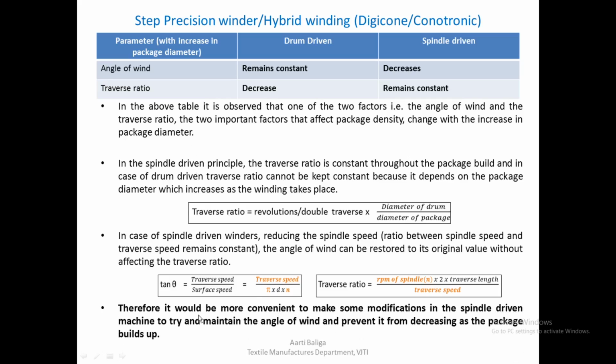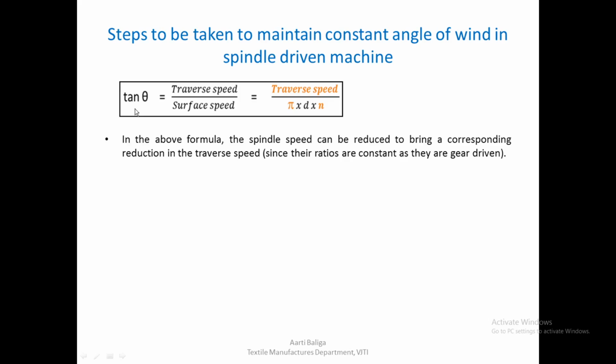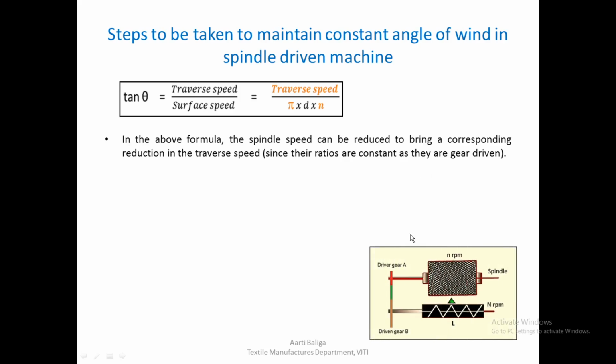So before that, it would be more convenient to make some modification in the spindle driven machine to try and maintain the angle of wind and prevent it from decreasing as the package builds up. So what are the steps that I might have to take to maintain this constant angle? So this is your tan theta, which is traverse speed upon pi d n again. In the above formula, the spindle speed can be reduced to bring a corresponding reduction in traverse speed, since the ratios are constant as they are gear driven. We must remember that they are gear driven like this.